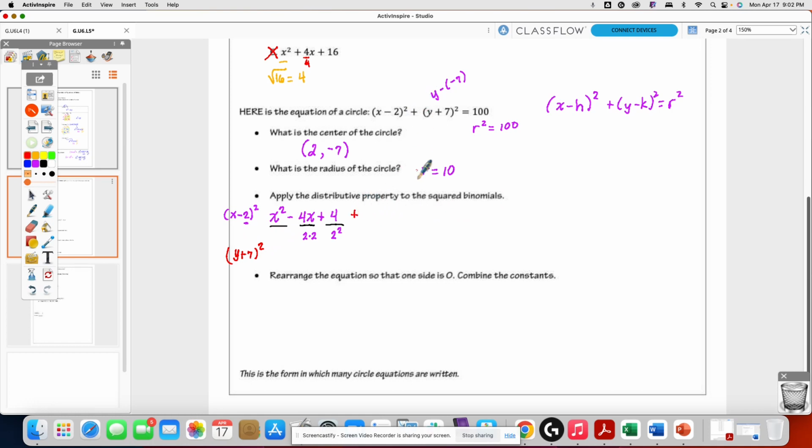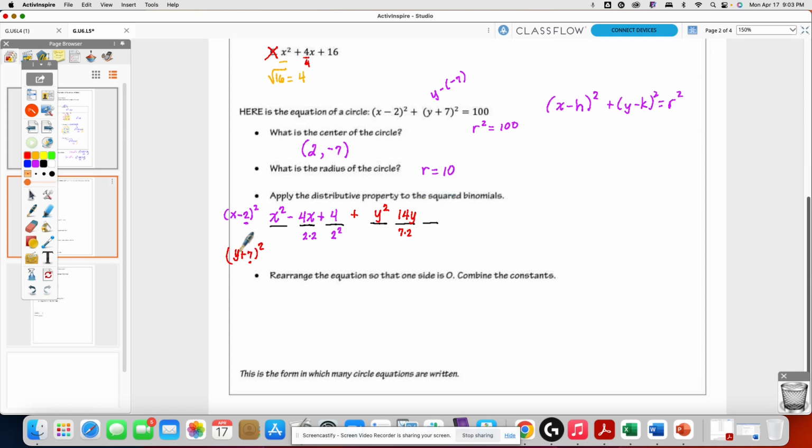That plus sign is this. Again, we have three terms, right? 1, 2, 3. The first term is going to be y squared. This time we have y because your variable is y. For this middle term, we take the 7 and multiply by 2. So 7 times 2 will be 14, and then you have the variable y.